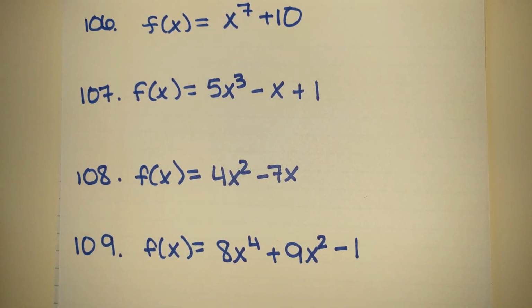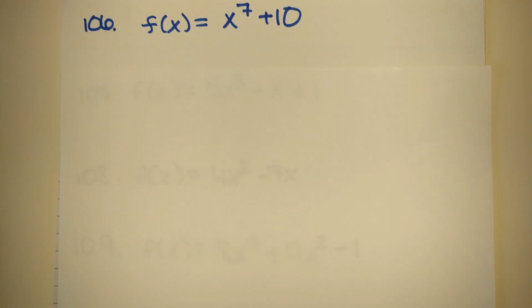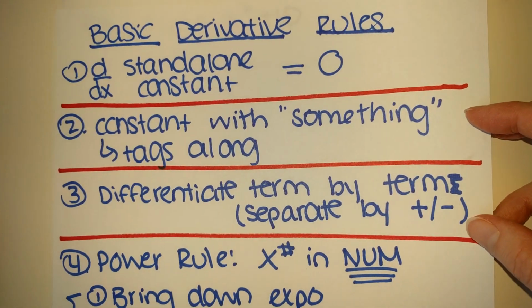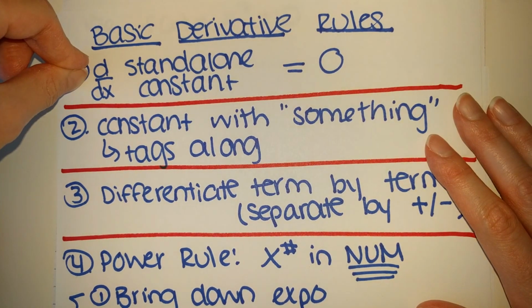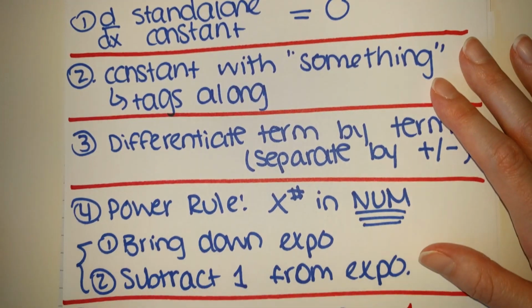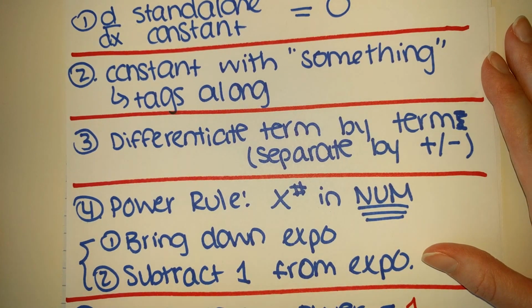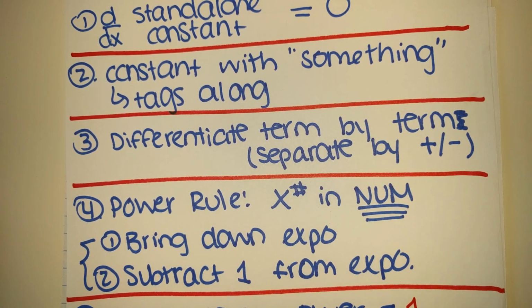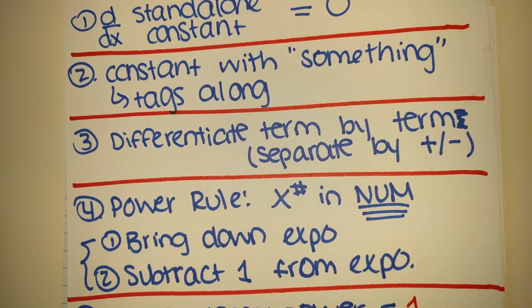to work on 106 through 109, where we are talking about just basic differentiation rules. So if we look at problem number 106, you'll see that our basic differentiation rules say if we have a standalone constant, that derivative will be 0. And it says we can differentiate term by term, and that the power rule, we bring down the exponent and subtract 1 from the exponent, provided that our x variable is in the numerator. So if you look at problems 106 through 109, all of those you can solve using these basic derivative rules.